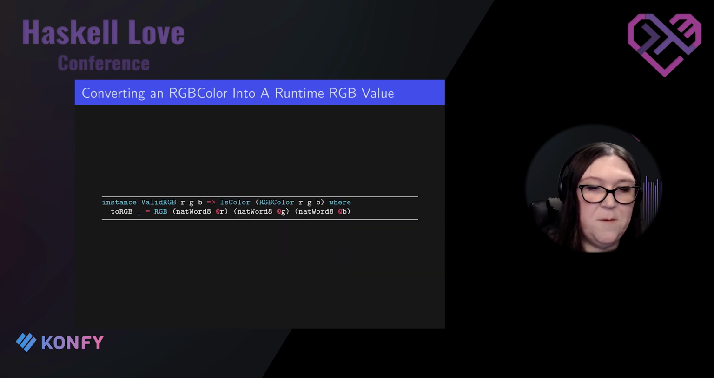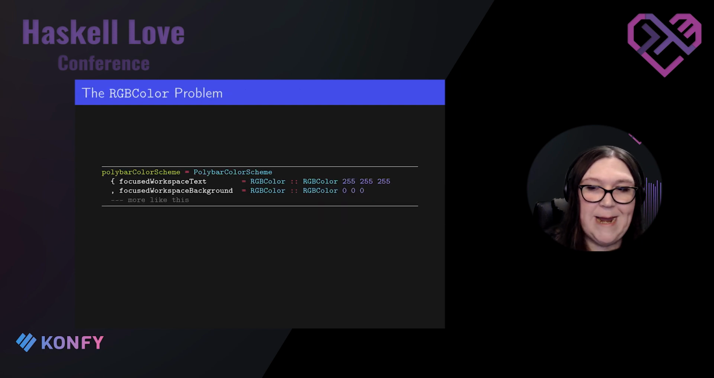And now we can say that we can only define an instance of RGB color when we actually have a valid triple. And so we know now that our colors are in range, and so we can generate an RGB value here. And this natWord 8, this is just taking a type level representation of a number and bringing it into runtime. And again, you can see that in the source code that's linked from the beginning of this talk. So we have type level representations.